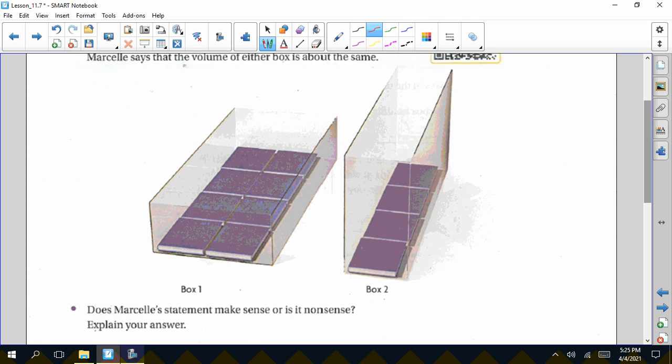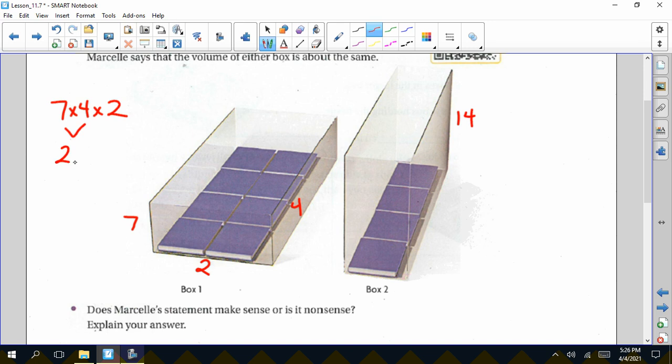We know that this one has a height of 7, and box 2 has a height of 14. So we need to figure out how many books fit in each box. And because he's using the same book in both boxes, it really doesn't matter what the volume of each of the books is because it's the same. We just need to see which one holds more books. Box 1 has 2 books wide, 4 books long, and 7 books high. So we can do 7 times 4 times 2.